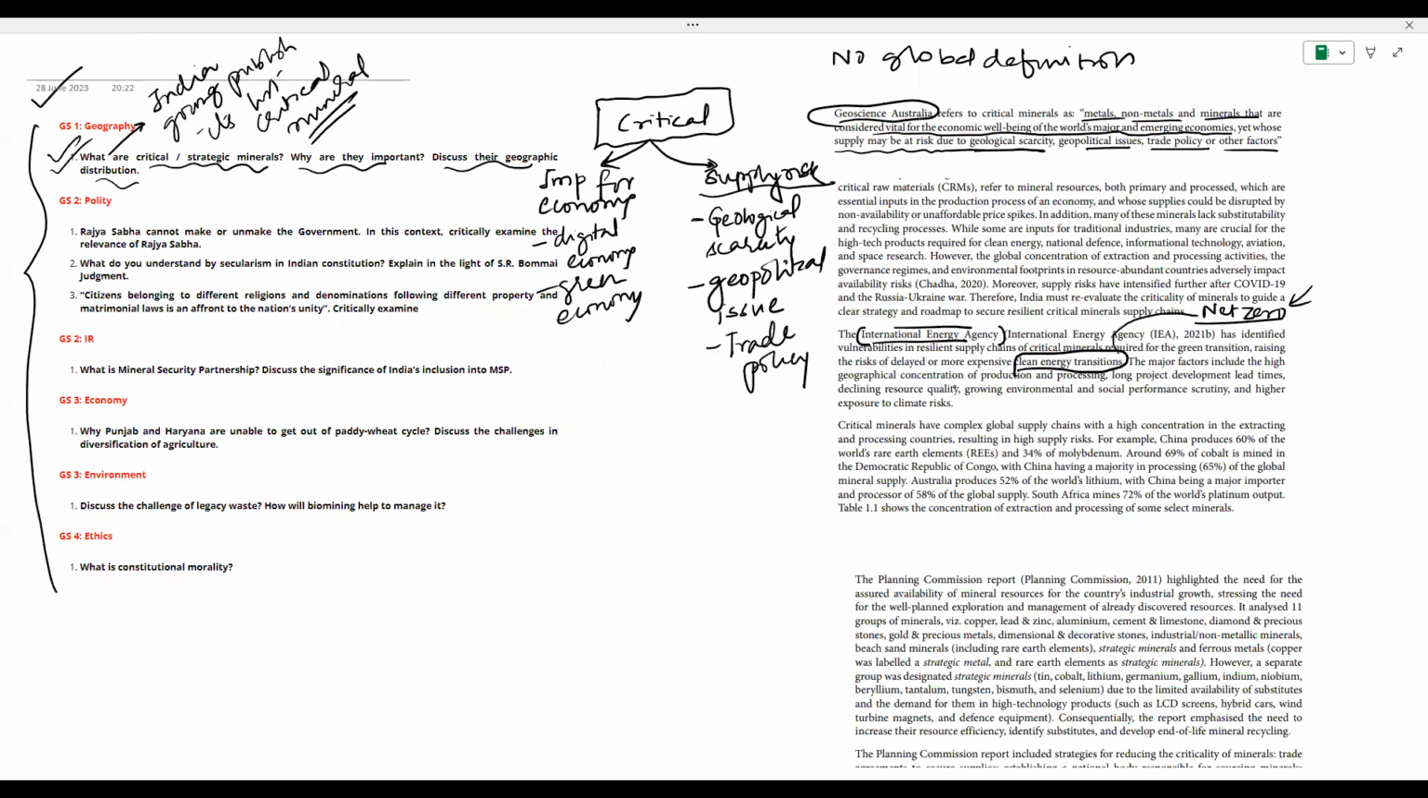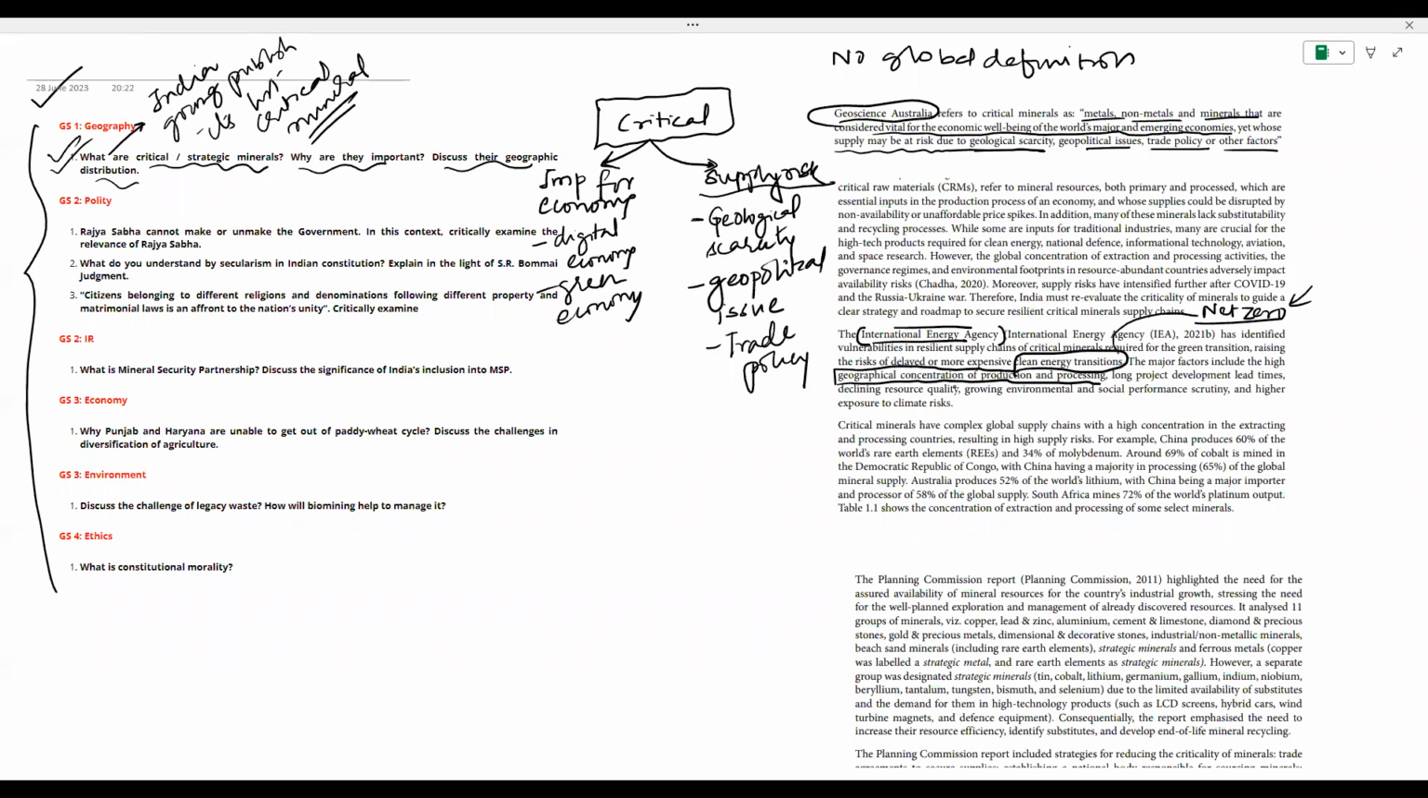But the problem is what? These critical minerals have a highly geographical concentration of production and processing. Okay, this keyword is geographical concentration. I am going to explain what geographical concentration is.